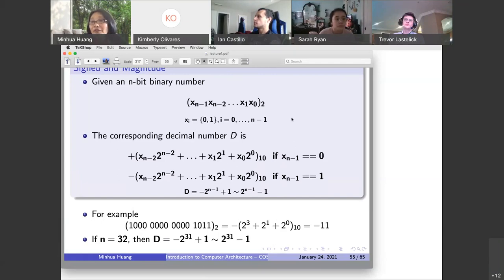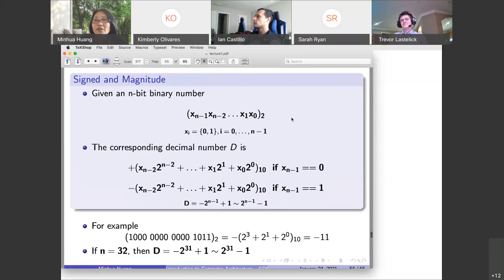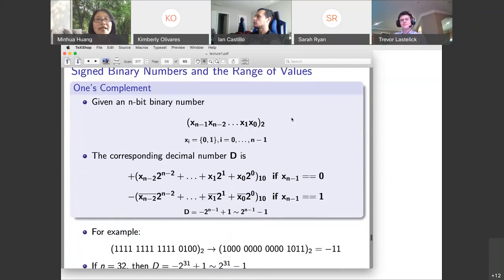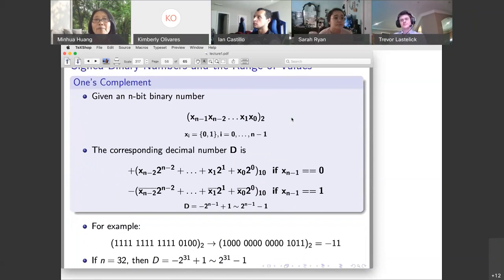Okay, the range of the value of a binary number is from negative 2 to the 31 plus 1 to positive 2 to the 31 minus 1. Okay, so this is for the signed magnitude system. Now, the second one is one's complement.